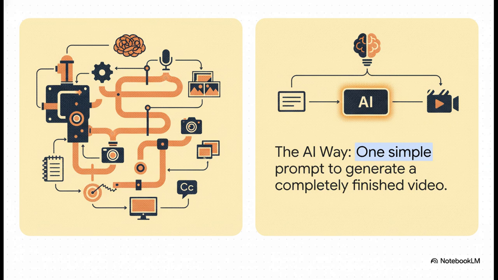Look at the old way. At least 5 separate, huge time-sucking steps. You write, you record, you find images, you edit, you add captions. Now look at the AI way. All of that gets collapsed into one single, simple prompt. It's kind of wild when you see it like this.